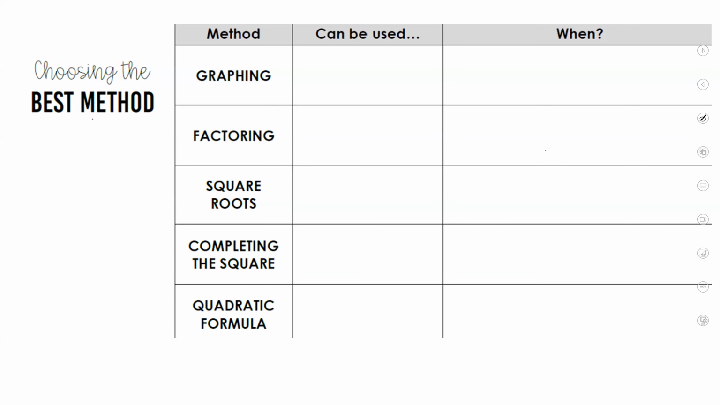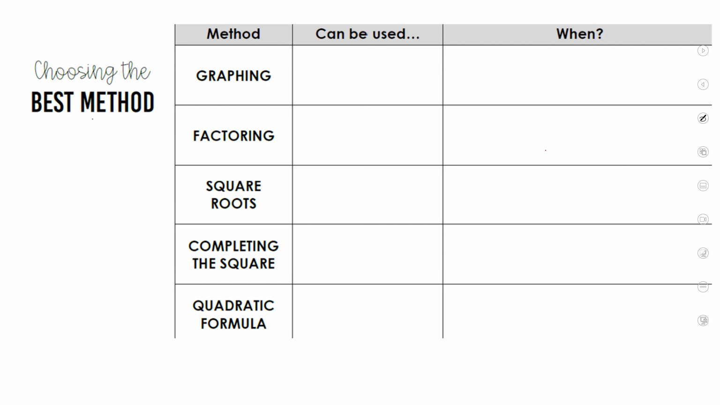So guys, this whole unit, we have been learning different ways to find the x-intercepts. We found the x-intercepts by graphing, factoring, using square roots, completing the square. Yesterday, we did the quadratic formula. So we're going to talk about what's the best way to find your answer. There's multiple ways you can get there, but what's the most strategic way?